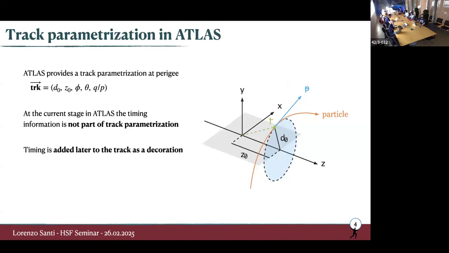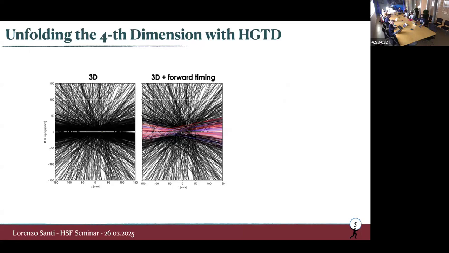So just a quick recap of how a track is parameterized in ATLAS. Right now, at the current stage, we don't have time as a part of the track parameterization, while it is added later on as a track decoration. We want to unfold this fourth dimension, which is an independent dimension, and this is what happens with the HGTD, which covers, as I said, the forward region, starting from the case without time on the left, and the center with the timing only, the HGTD.